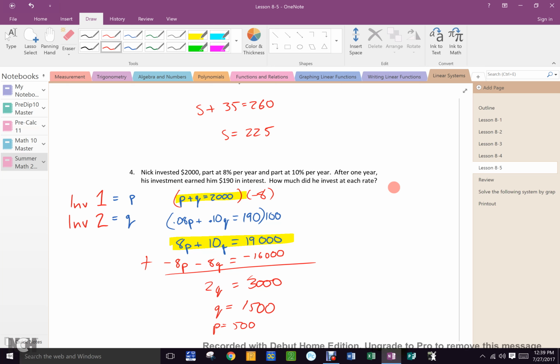It's going to be part of your systems test, yes. What's going to be on the systems test exactly? Systems. And you'll have to graph some of them, and you'll have to substitute some of them, you'll have to eliminate some of them, and then you'll have to do a word problem on some of them. I bet it's going to be a lot like the review assignment that I'm going to give you for homework tonight.